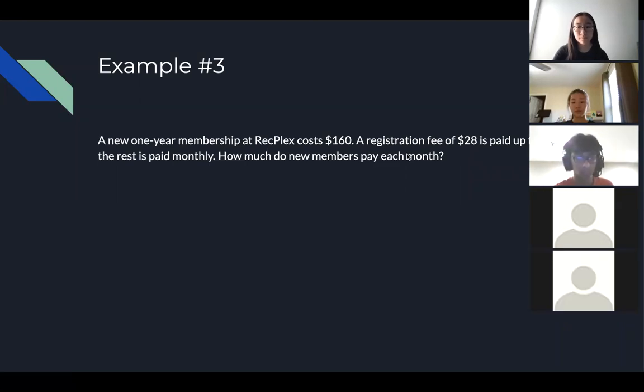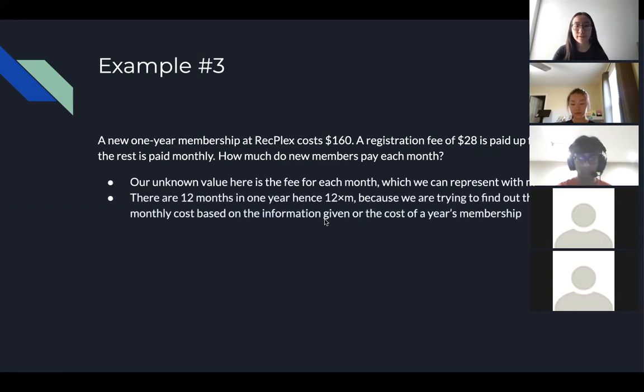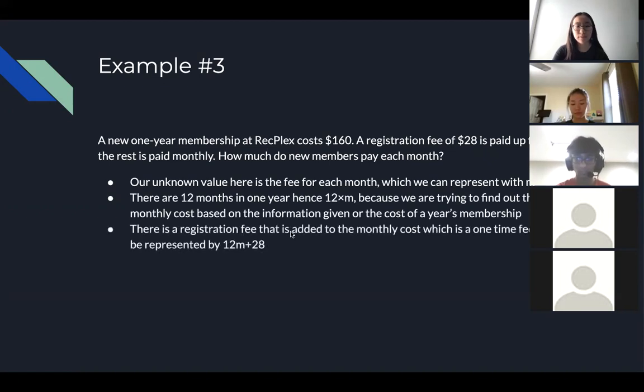Would you do 160 minus 28 divided by 12? Yeah, that works. And then set that equal to what you're solving for, how much new members pay each month. That works. So our unknown value here is the fee for each month, which we'll represent with a variable. And so there's 12 months in a year. There's also a registration fee that's added to that monthly cost. So this is just a different way of doing it from what you said.